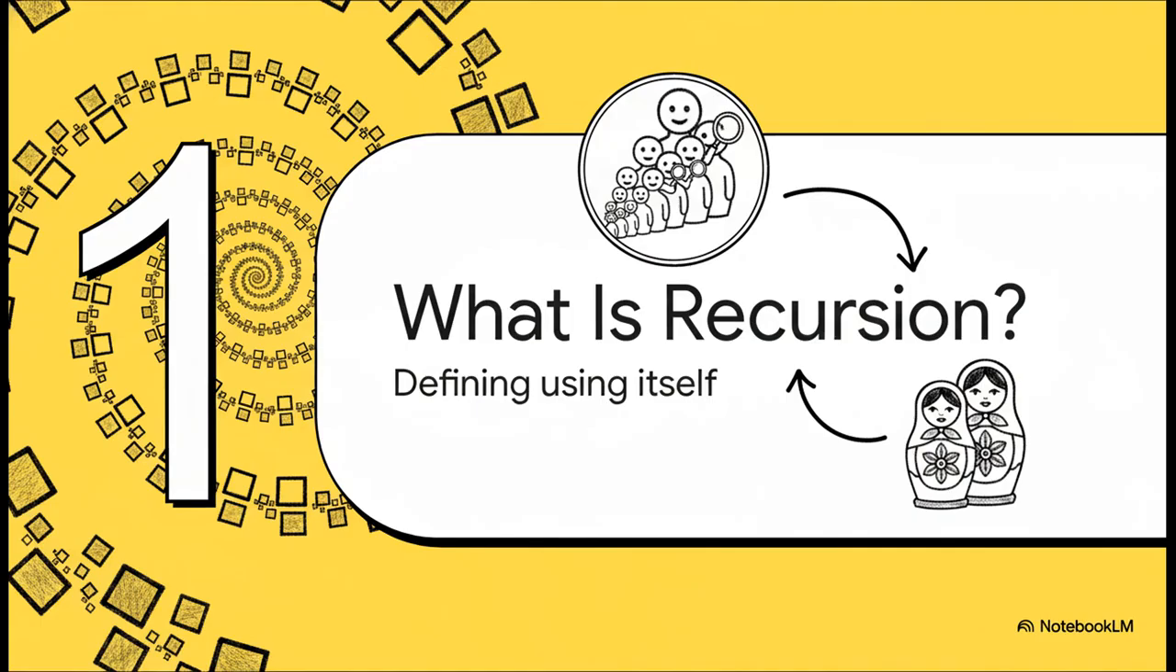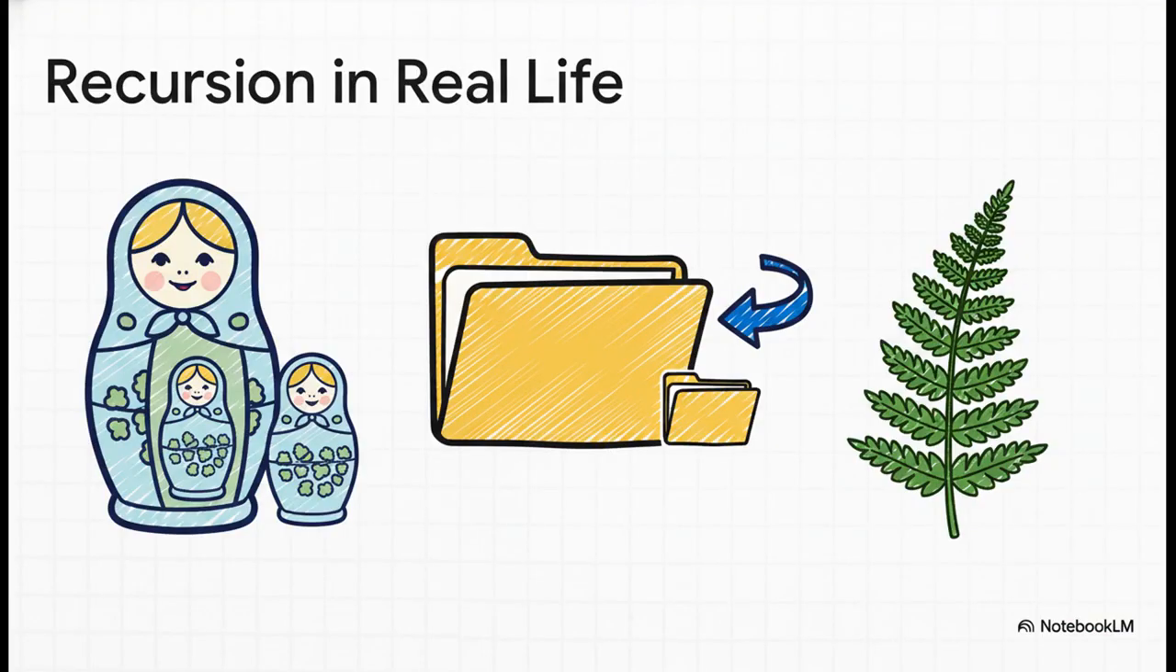We're going to start by looking at how this pattern of defining something in terms of itself pops up all over the place, even outside of computers. Think about it. These definitions just feel natural, don't they? A human comes from another human. A folder on your computer can hold other folders inside of it. A fractal is made of smaller copies of itself. In every single case, the thing we're defining is part of its own definition.